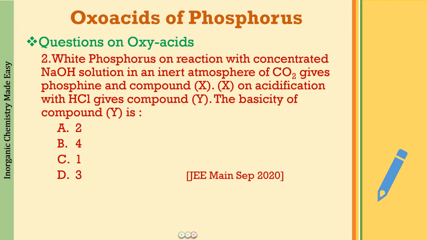Now the next question we have is that white phosphorus, on reaction with concentrated NaOH solution in an inert atmosphere of carbon dioxide, gives phosphine and a compound X. X on acidification with HCl gives a compound Y. The basicity of the compound Y is going to be 2, 4, 1, 3, and this is again a JEE Mains September 2020 examination question. So this is going to be related to the preparation of these oxo acids. So try and then we will discuss.